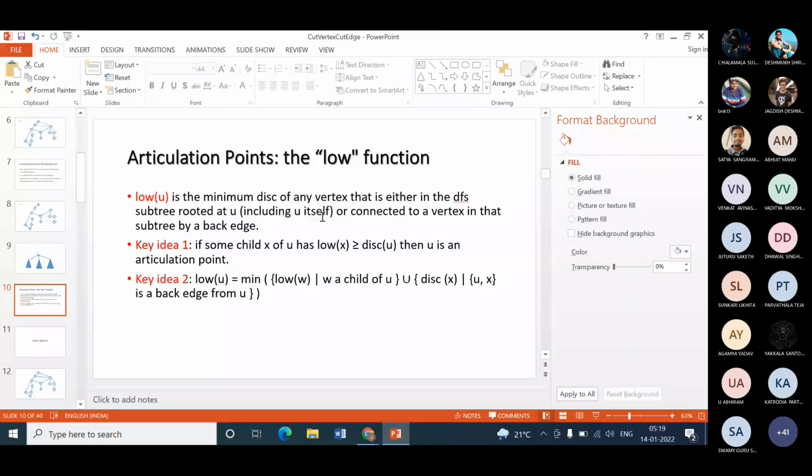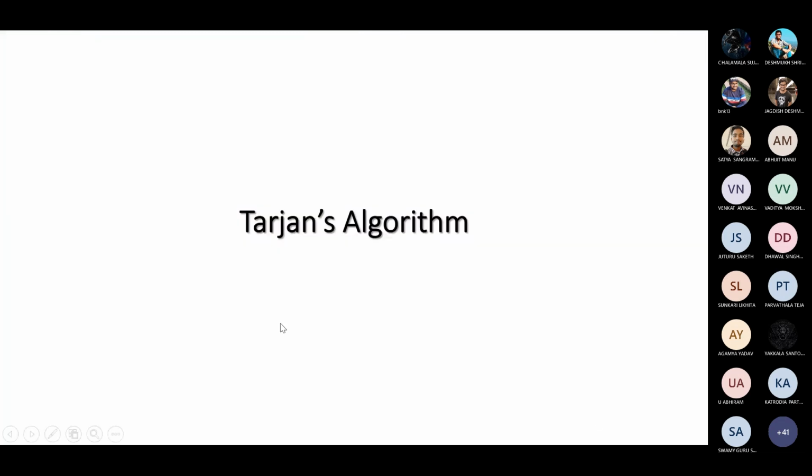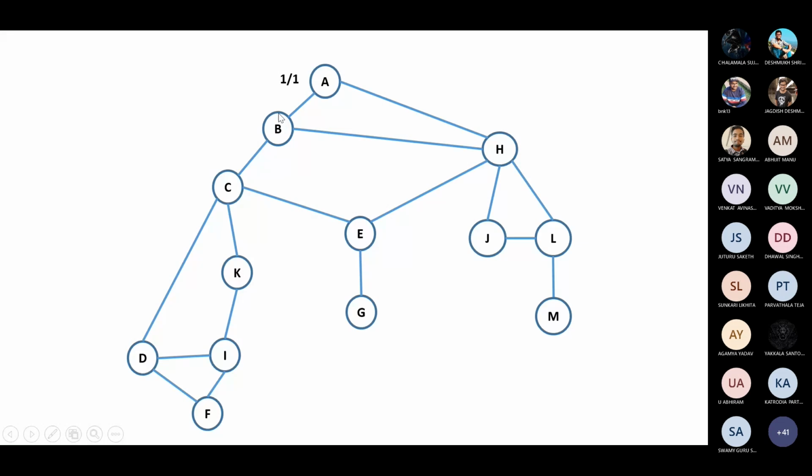Key idea is some child u is low. Okay, for the time I am ignoring this slide. We directly run the algorithm and see how it works. Okay? So initially I start my DFS from the node A. Here it is 1/1. The first one, the left side of the slash, that is my discovery value, and the right side of the slash, that is my low value.